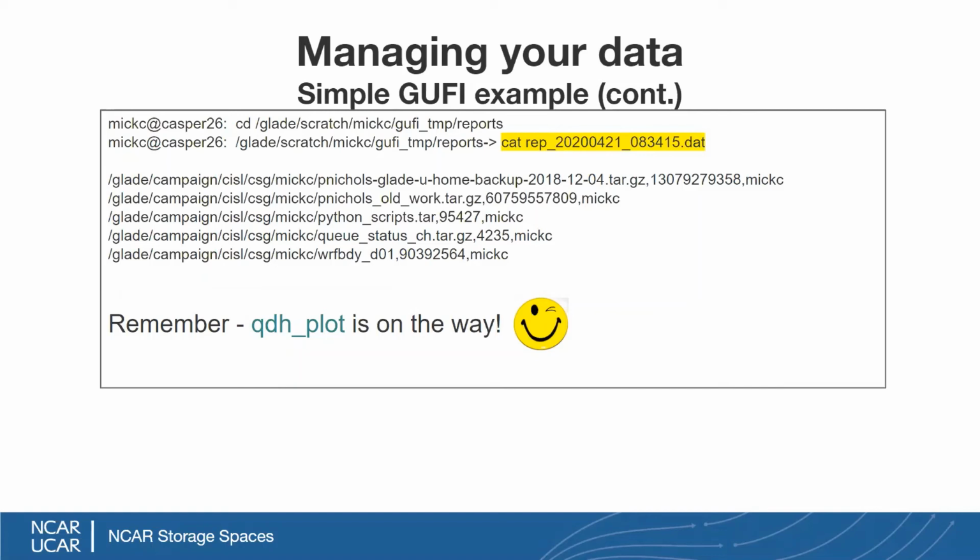Here we're looking at the contents of that .dat file that I mentioned. You can see that it's not terribly interesting or useful. What it's showing there is the name of the files, the size of the files, and who owns them, which in this case is me. But don't worry, the plot is on the way. And again, please remember that this is a very, very simple example. My holdings on campaign storage are tiny compared to many of you.